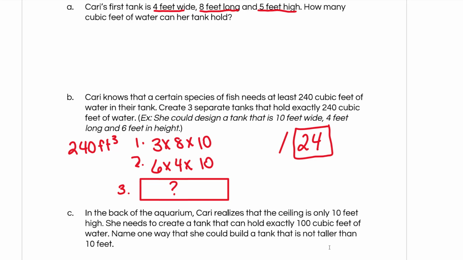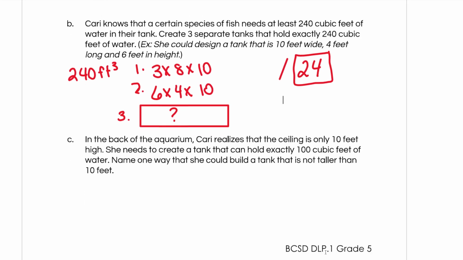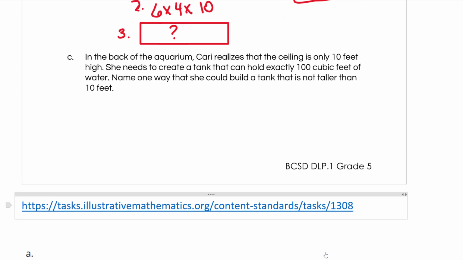Okay. Let's take a look at part C. In the back of the aquarium, Carrie realizes that the ceiling is only 10 feet high. She needs to create a tank that could hold exactly 100 cubic feet of water. Name one way that she could build a tank that is not taller than 10 feet.